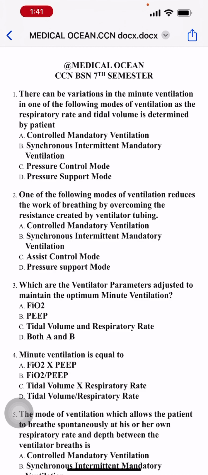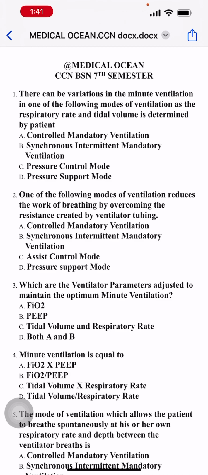There can be variation in the minute ventilation in one of the following modes of ventilation, where the respiratory rate and tidal volume are determined by the patient. Controlled mandatory ventilation, synchronized intermittent mandatory ventilation, pressure support ventilation, and pressure controlled ventilation. Which one of the following is the correct?